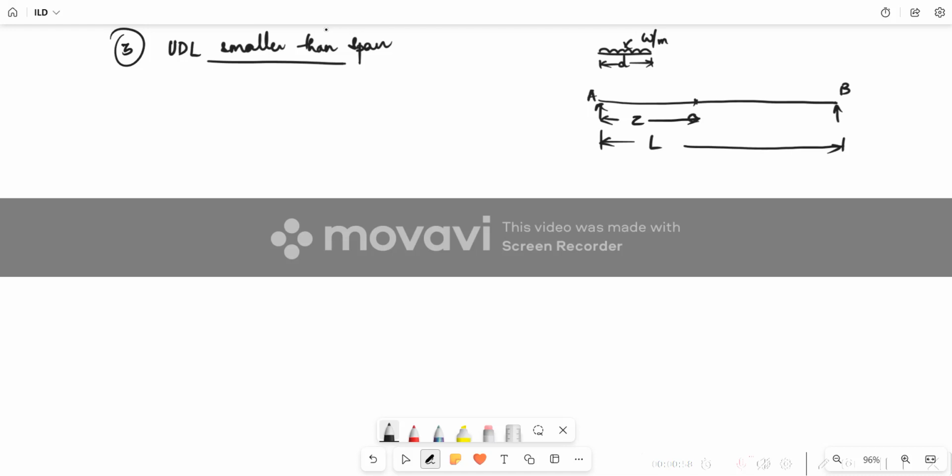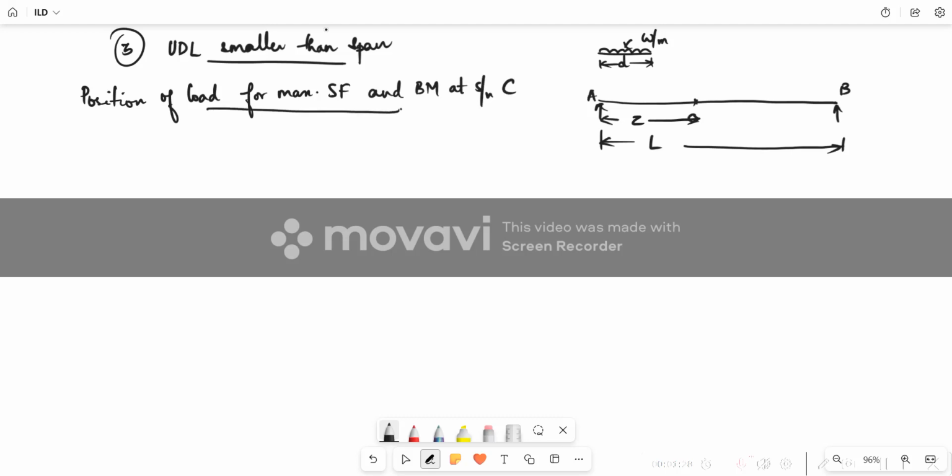So we are considering the case where d is less than capital L. That is, as usual, UDL is smaller than span. What you are trying to find is the position of this load. How you have to position this load to get maximum shear force and bending moment at section C. This is our aim. This is what we are trying to find out.